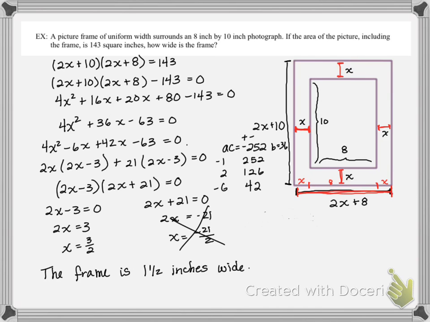You always want to keep in mind what you're actually looking for, right? It was the width of that frame, which is what we identified as being X. They could have asked for the dimensions of the whole frame, in which case we'd have to plug that back into our 2x plus 8 and our 2x plus 10. But they just asked how wide that border was.